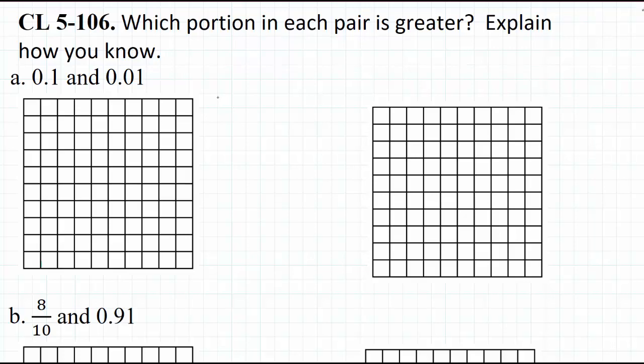Okay, CL 5-106, which portion in each pair is greater? Explain how you know. I think we might be able to just write in words and explain that this here is the tenths place value, and this here is the hundredths. So 1/10 is more than 1/100th, or 0 and 1/100ths.